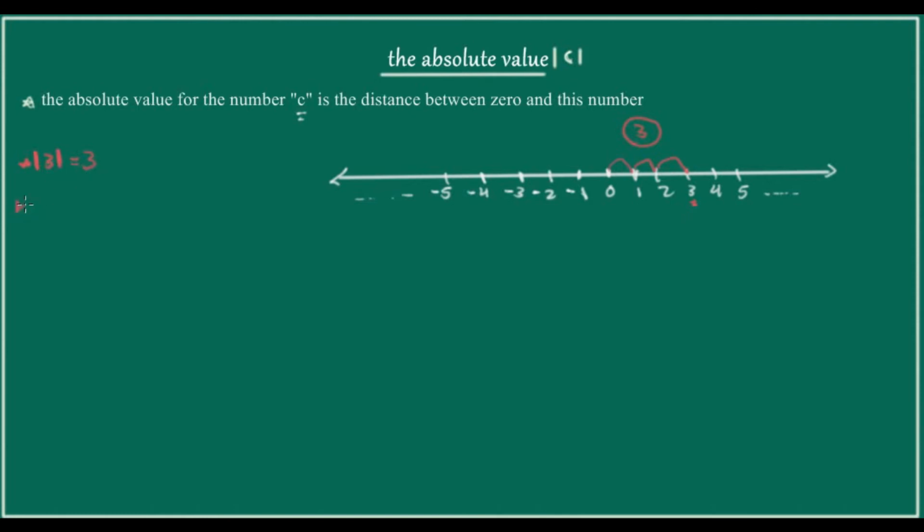Let's take another one. If we use a number like -4, that means the distance between -4 and 0. How many steps between -4 and 0? To understand the absolute value of -4, here we have -4, and we count how many steps between 0 and -4. We have 1, 2, 3, 4. So here we have 4 steps, not -4. The answer is going to be 4.